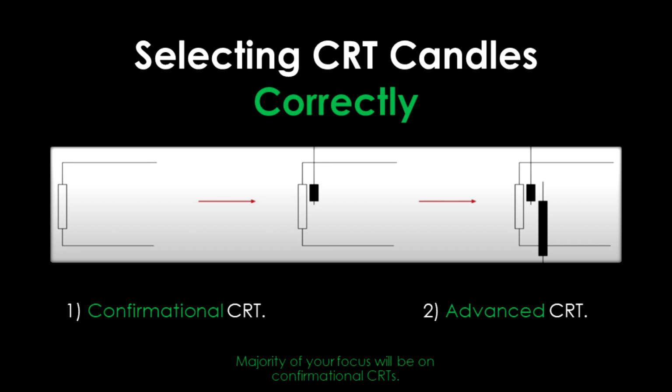Selecting CRT correctly. There are two types of methods for selecting your CRT. One is confirmational CRT, and the other is advanced CRT. Before I explain both, I want to emphasize that most of you should focus predominantly on confirmational CRT, and from now, forget about advanced. The reason is that, as the name suggests, confirmational CRT has a confirmational aspect to it, making it more suitable for you. It will increase your margin better compared to advanced CRT.